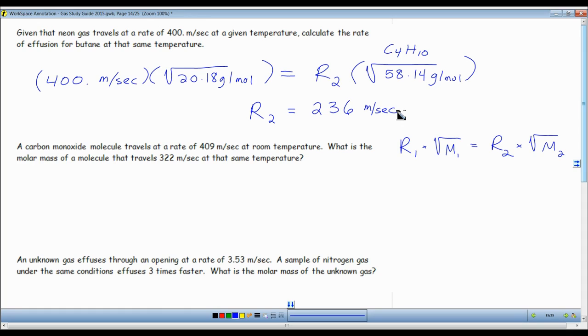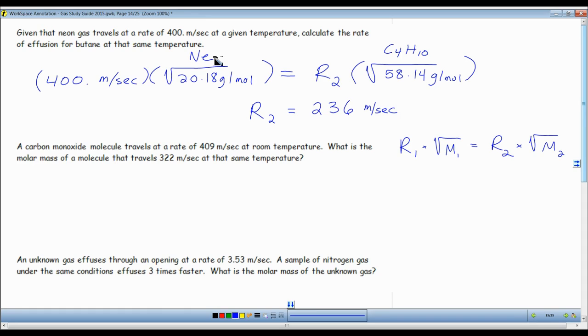This would be the rate at which a butane molecule would travel under the same conditions. Now, we don't need to know the temperature and the pressure. We just need to know that they're the same. You can check to see if this answer is reasonable. The butane is more massive than the neon. There's the molar mass of the neon. The mass is greater, so the rate should be lower. A heavier particle moves slower. Oh yeah, this makes sense. It's got to be something less than 400. It's moving slower. Oh, cool.